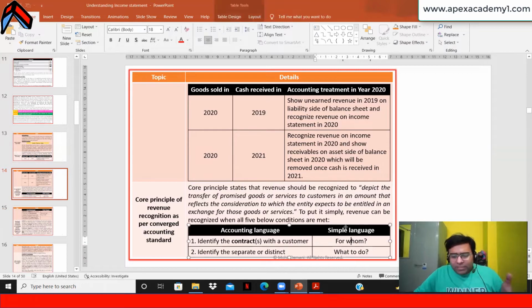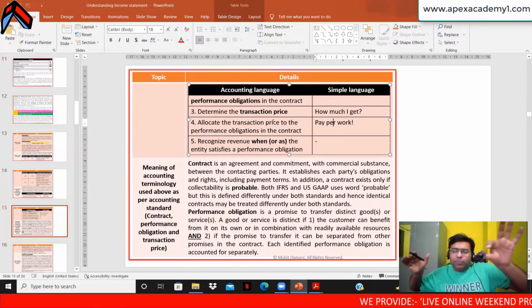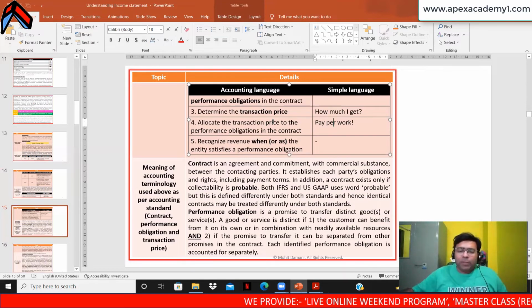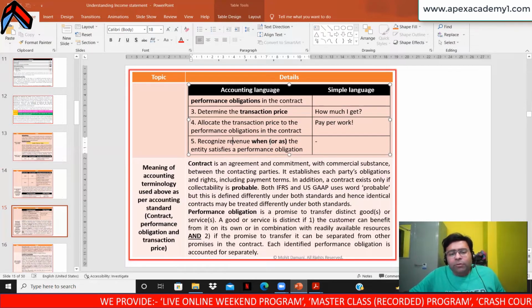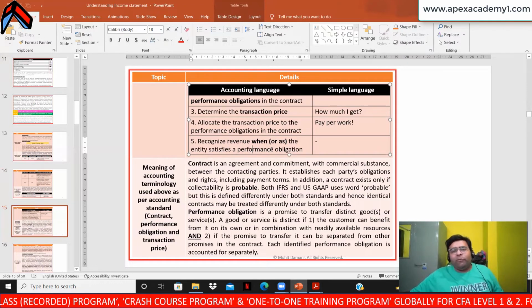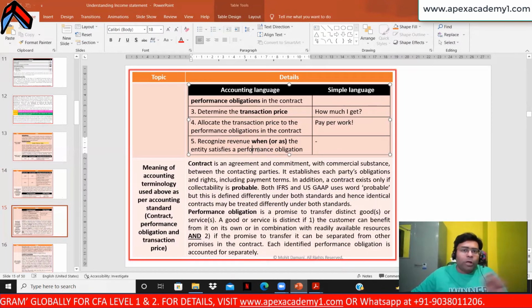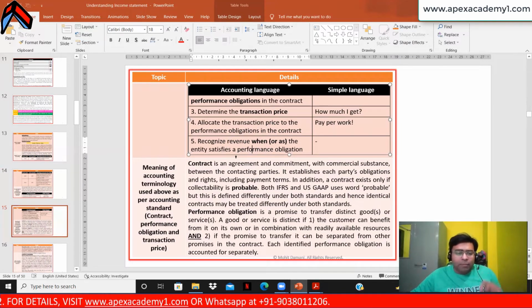In simplified language, for whom you are preparing should be clearly identified in any contract. Then what to do, that is, what is the purpose, why you are receiving the revenue, and how much you will get. The transaction should be divided: for this particular part you have this much, for that part you have this much. Recognize revenue when or as the entity satisfies the performance obligation. That means the accrual concept: when your service is performed, not when you have received the money, which is immaterial.